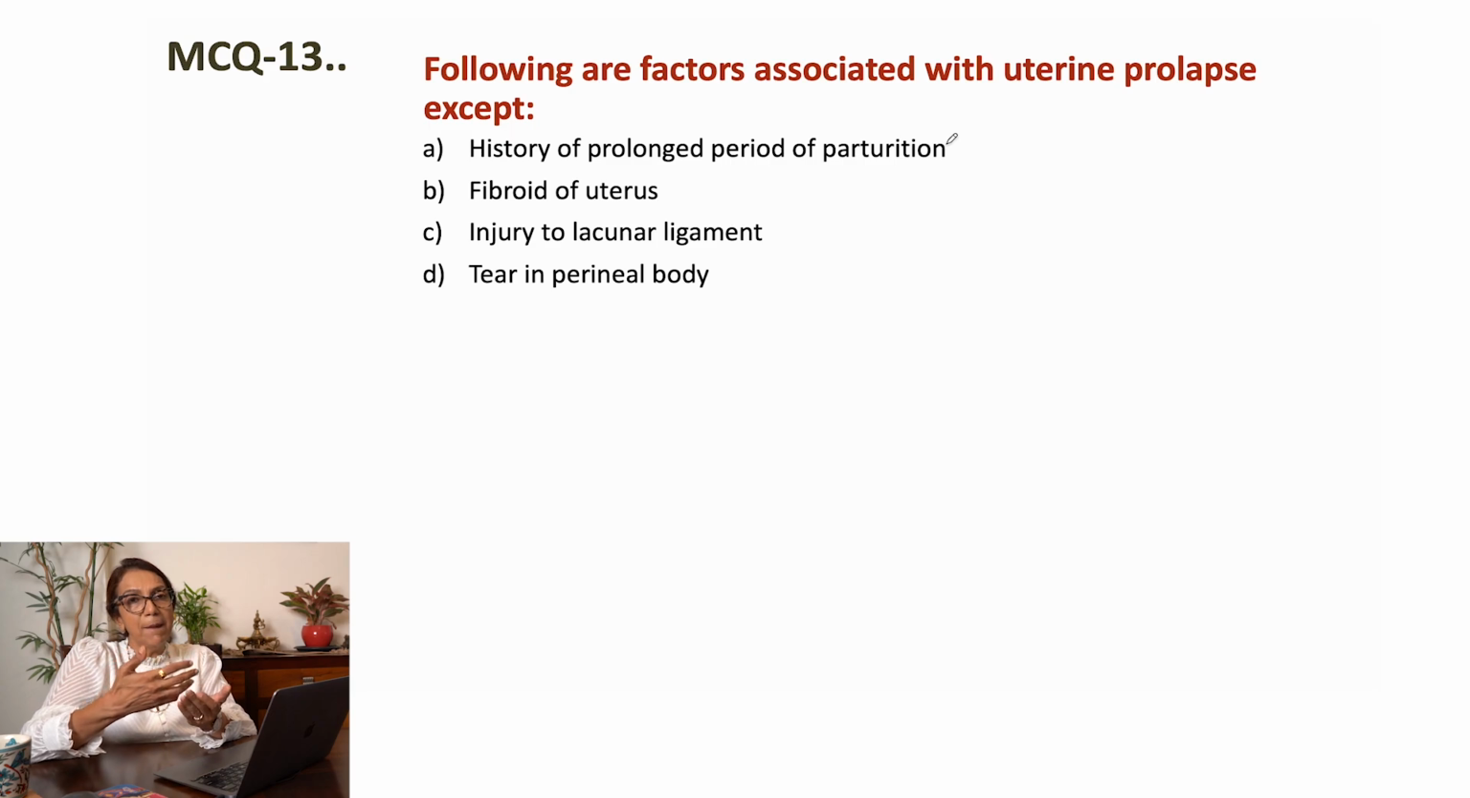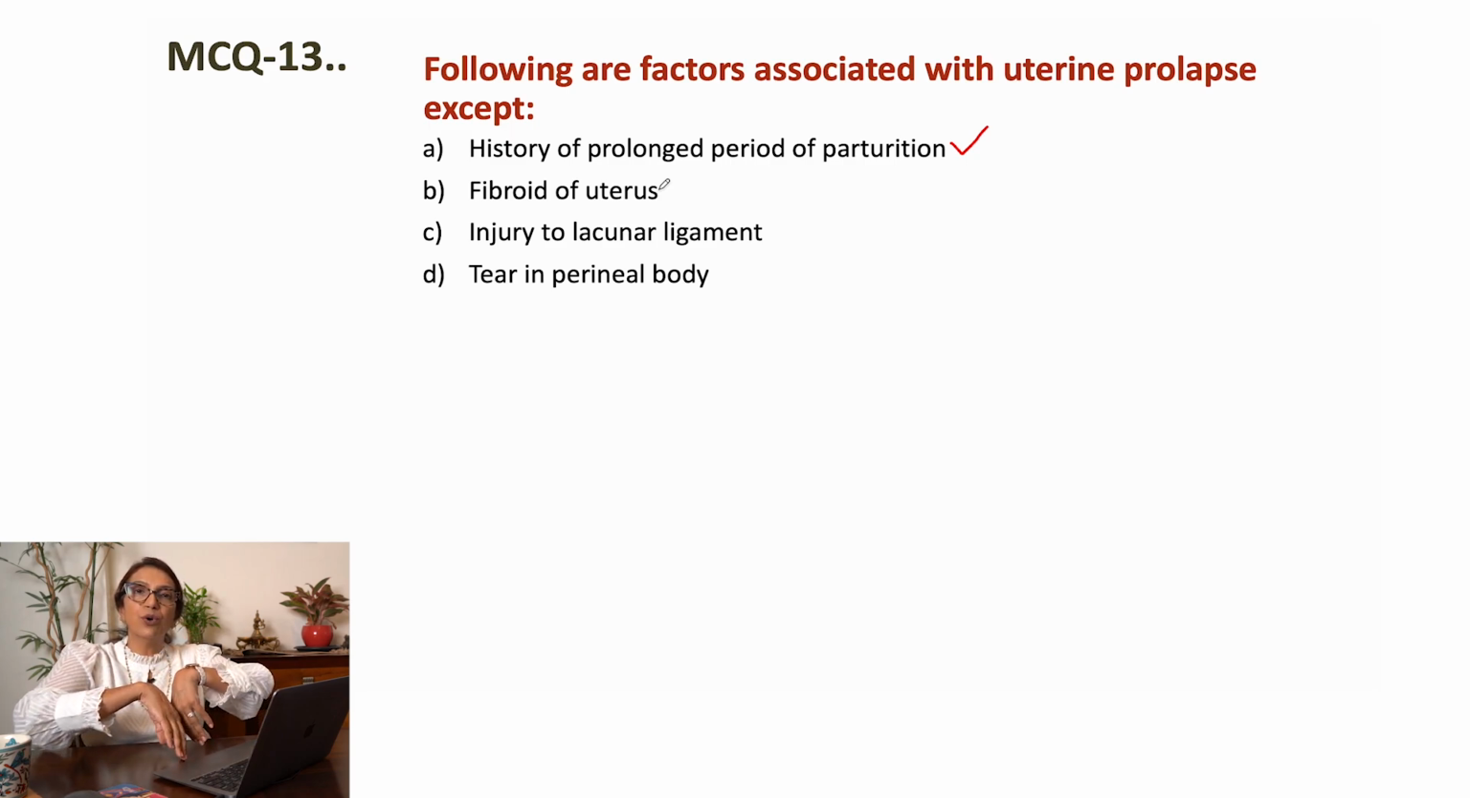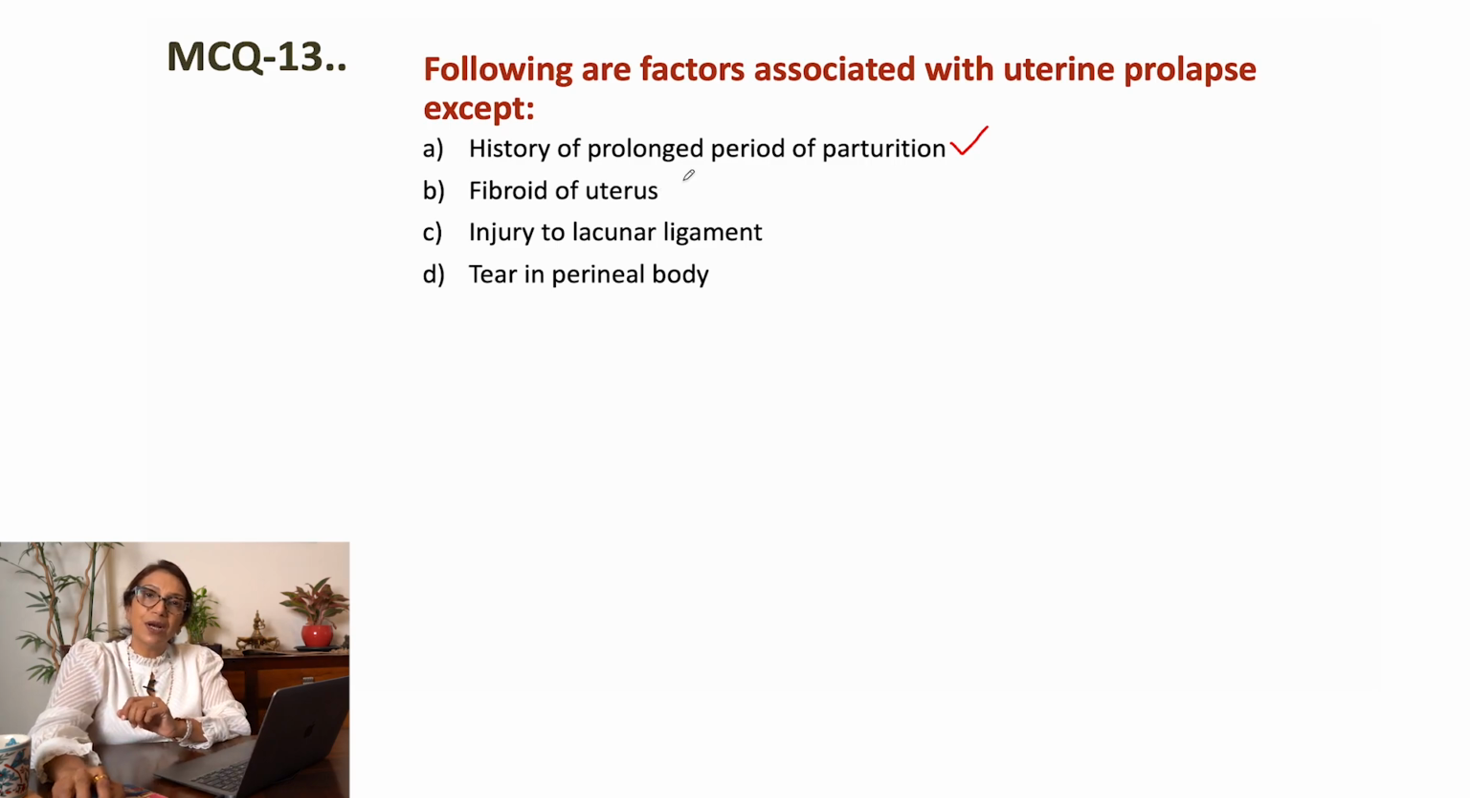So if that is happening, then there's a lot of stress on her perineal muscles and ligaments. Likely is that she damages something and it can lead to uterine prolapse. Fibroid of uterus, yes. If this is the uterus and you have a fibroid at a higher level, it slowly begins to pull the uterus down, causing it to come out, causing uterine prolapse. So this is also right.